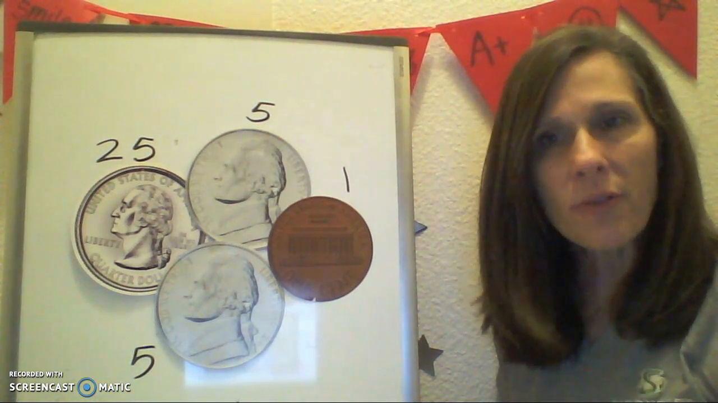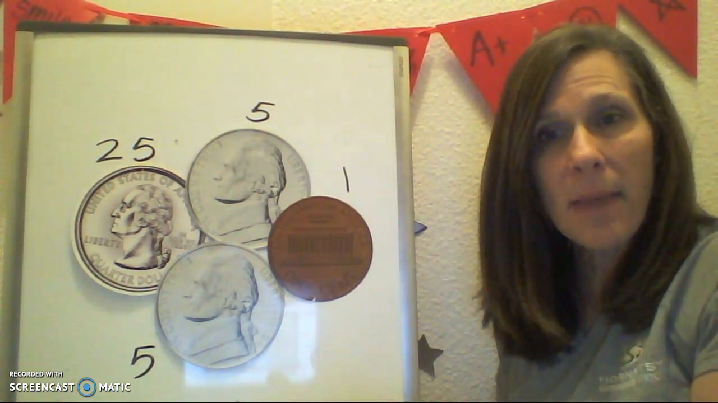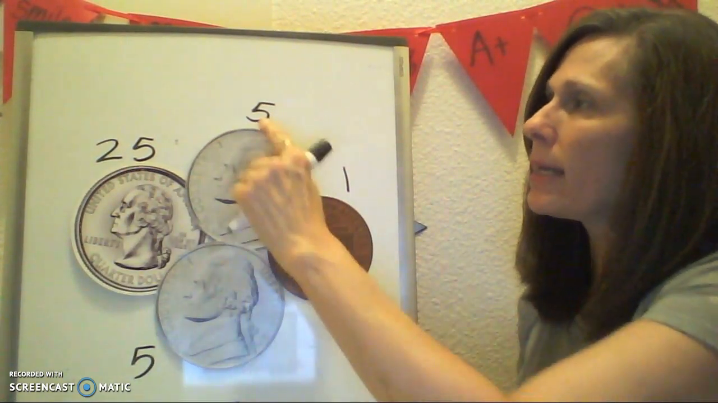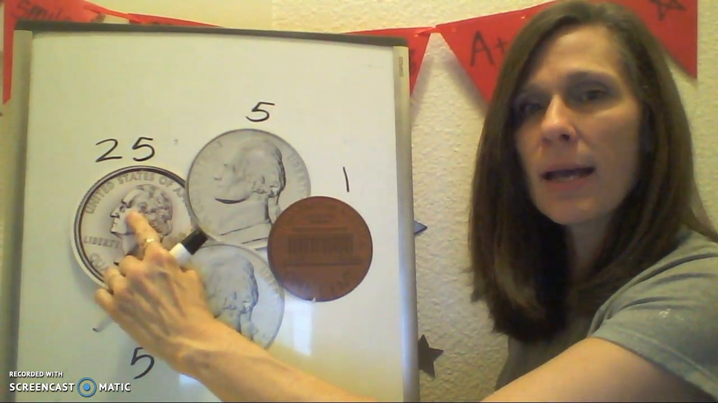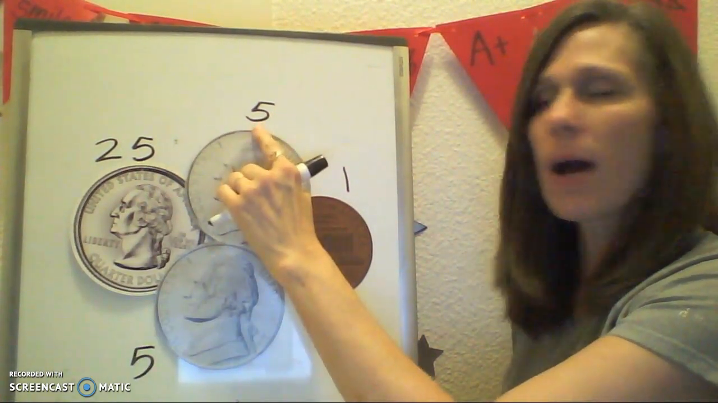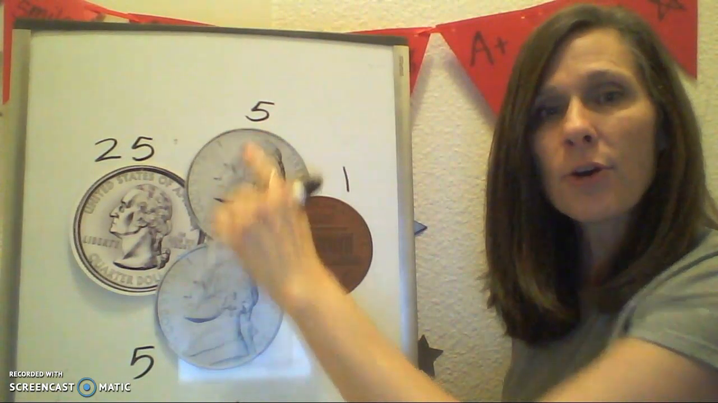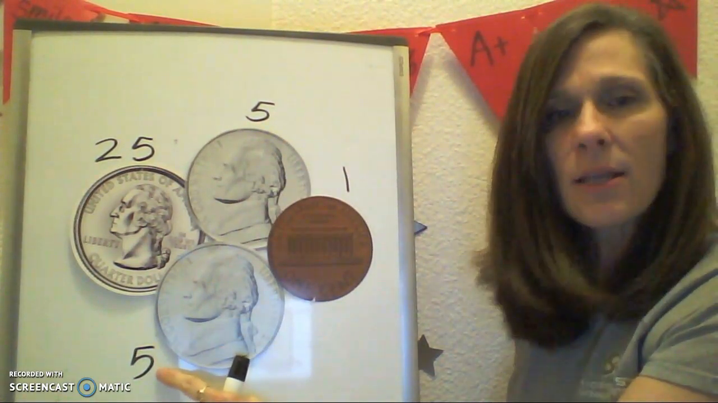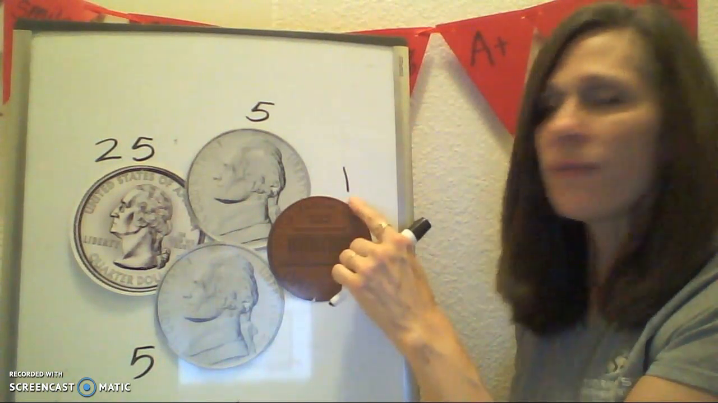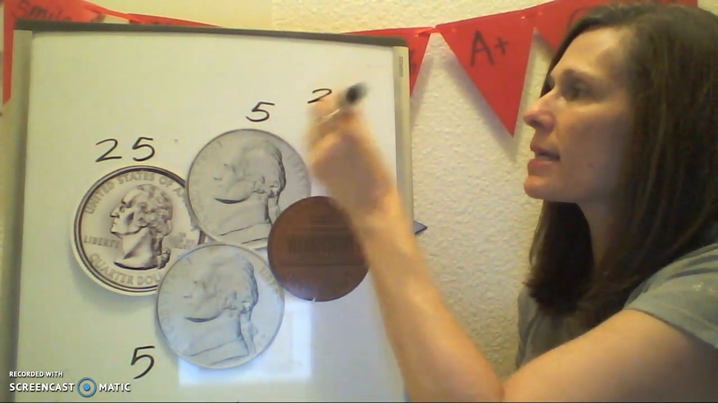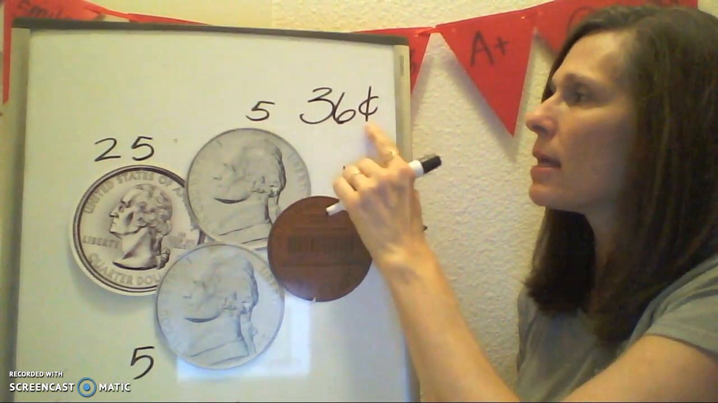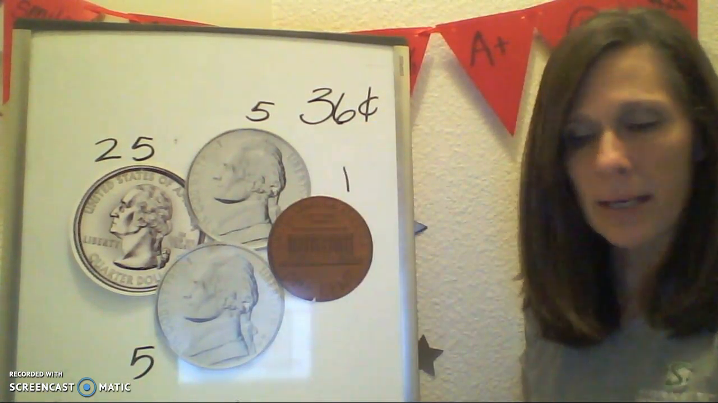Now I'm going to order them from the highest amount to the smallest amount. So I know 25 is my biggest coin, then I'm going to move to my nickels, 5 cents, and then I'm going to end with my penny, which is my 1 cent, the smallest amount. Okay, so I would say 25. 25 plus 5 is 30. 30 plus 5 is 35. And 35 plus 1 is 36. So I would write 36 cents, making sure to have the cent sign because we're talking about money.